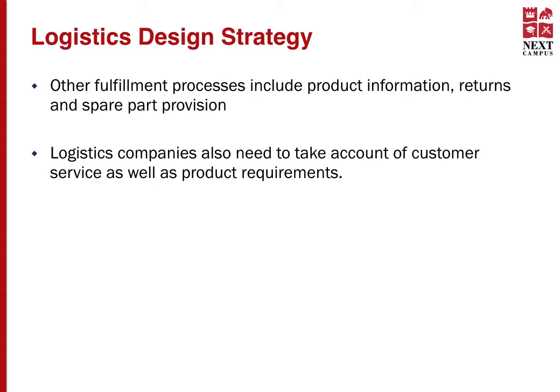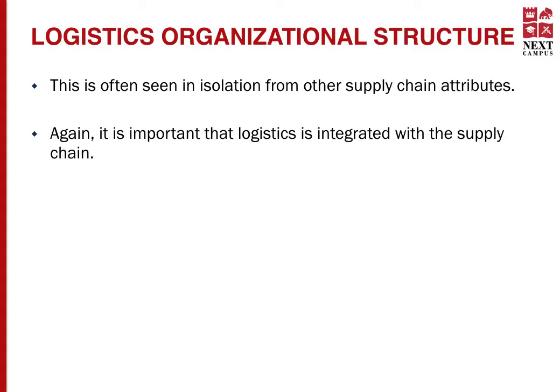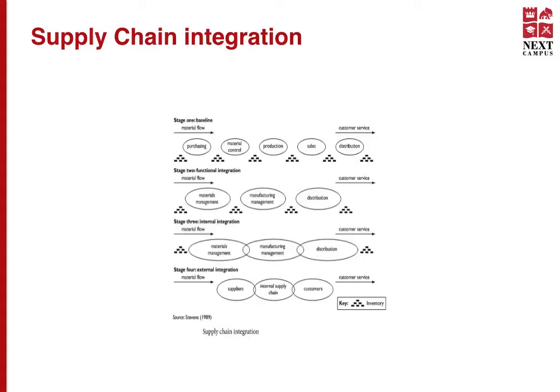Other fulfillment processes include product information, returns, and spare part provision. Logistics companies also need to take account of customer service as well as product requirements. So what is the most appropriate logistics organizational structure? This is often seen in isolation from other supply chain attributes. Again, it is important that logistics is integrated with the supply chain.